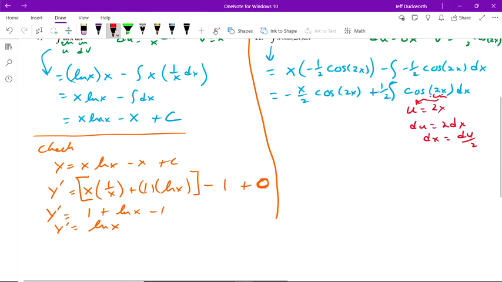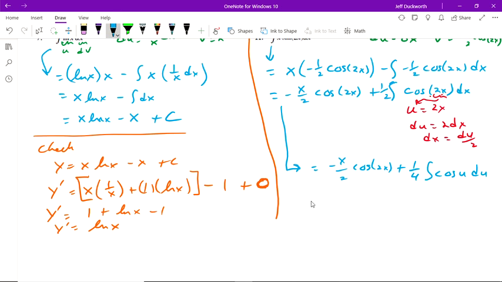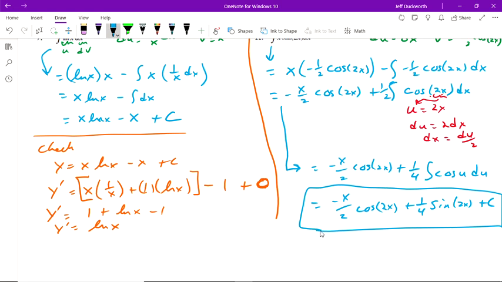Let's go back to our blue. That equals negative x over 2 cosine of 2x. And this is going to be plus 1 over 4, which is 1/2 times 1/2, cosine of u du. So the integral of cosine is just straight up sine. So that's going to equal plus 1/4 sine, well, u is 2x, so sine of 2x, and then plus some c. Again, as an exercise, take the derivative of this to verify that you end up with what we started off with.